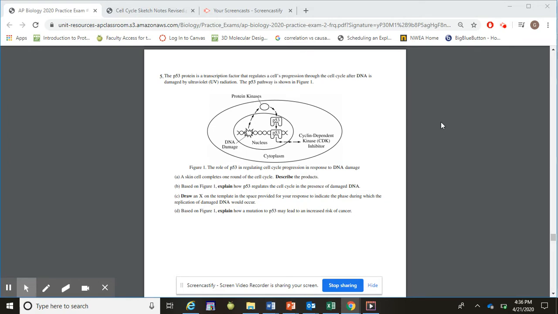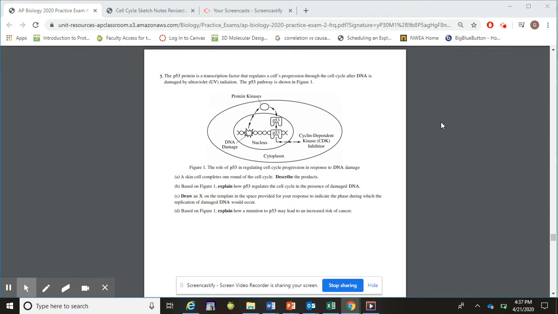you could have cycle-independent kinases that are going to allow the cell cycle to progress. You'd also have tumor suppressor genes that could be activated to prevent the cell cycle from occurring, and that at each checkpoint it had to get approved by the cycle-independent kinase before it could enter into the next phase.